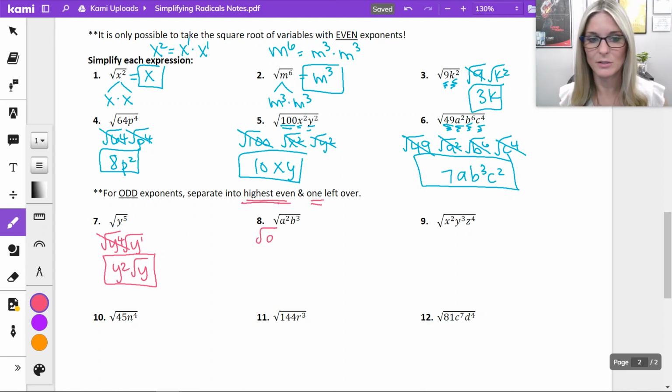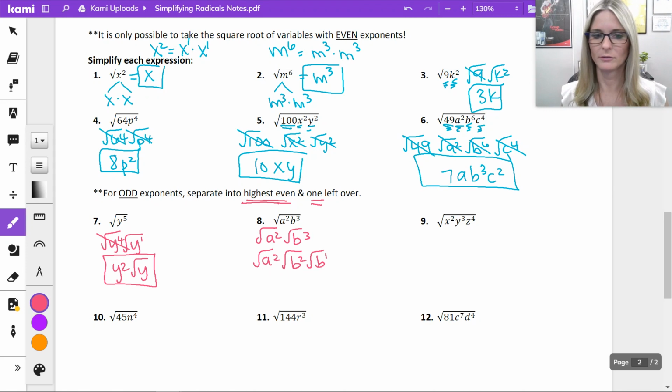Number 8, we have 2 things in that radical. We have the a squared and we have a b cubed. A squared I'm not worried about at all. It's even. So I'm just going to rewrite it in my next line. But b cubed, b to the third, that's odd. So let's break it up into a b squared and the 1 left over. Let's go to work. The square root of a squared is a. Square root of b squared is b, and we left one of those b's inside the radical.